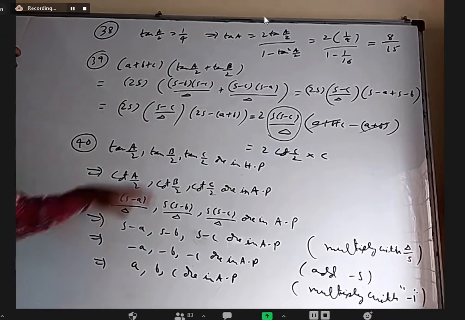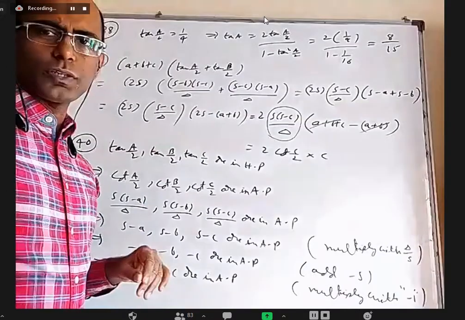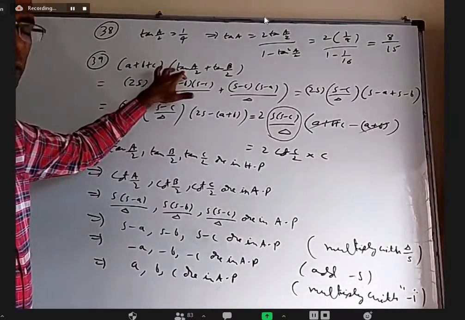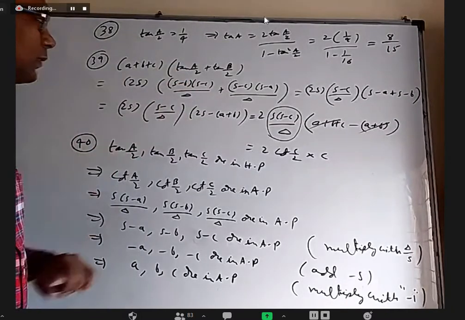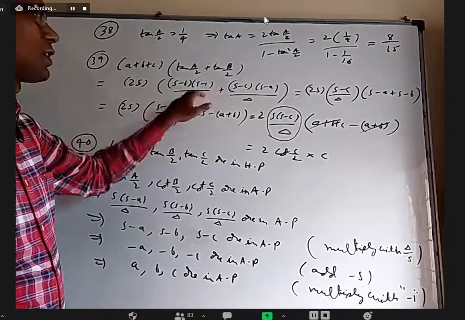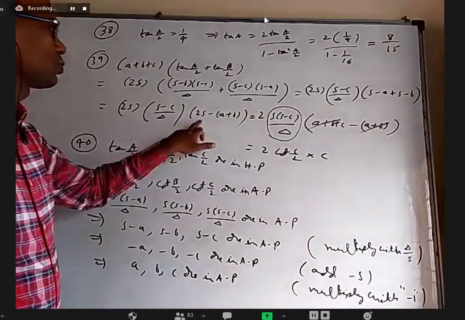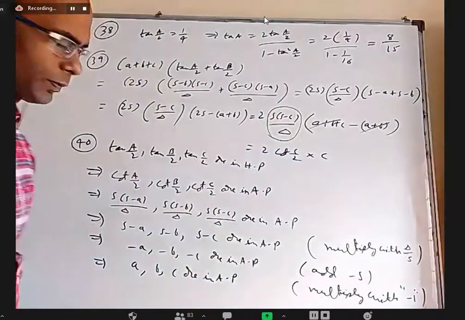So clear 39. Whenever you have tan A by 2 plus tan B by 2, of course, tan A by 2 has only two formulas. One is square root of s minus b into s minus c by s into s minus a. Another one is s minus b into s minus c by delta. If denominators are same, easy to add. That's why we use this formula. We could take whatever common. And here 2s is a plus b plus c. So when you simplify it, this is directly cot C by 2.